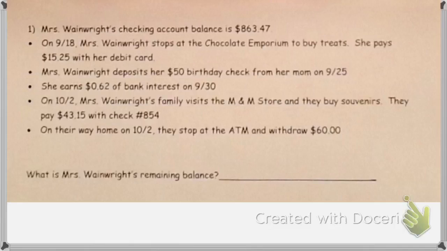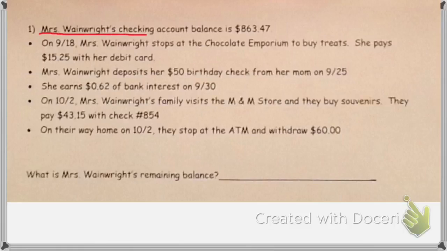On 10/2, Mrs. Wainwright's family visits the M&M store and they buy souvenirs. They pay $43.15 with check number 854. On their way home on 10/2, they stop at the ATM and withdraw $60. What is Mrs. Wainwright's remaining balance? Well, let's do this one step at a time. And the first thing we do is look for the starting balance.